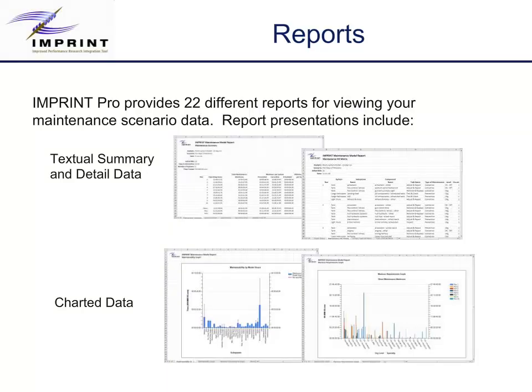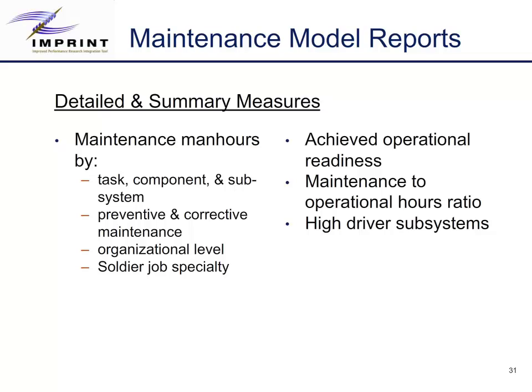Now that we've run our model, we can view the built-in reports. There are 22 maintenance model reports available. All reports in IMPRINT are displayed in Excel. The reports are either textual or charts. When the model has completed execution, IMPRINT prepares a number of reports of both detailed and summary measures. In this way, information is available on soldier task performance and on overall system performance. The overall measures reflect the interaction of the soldier performance with all the various factors of battlefield, such as the distance, battle intensity, repair parts availability, maintainer workload, and so on.